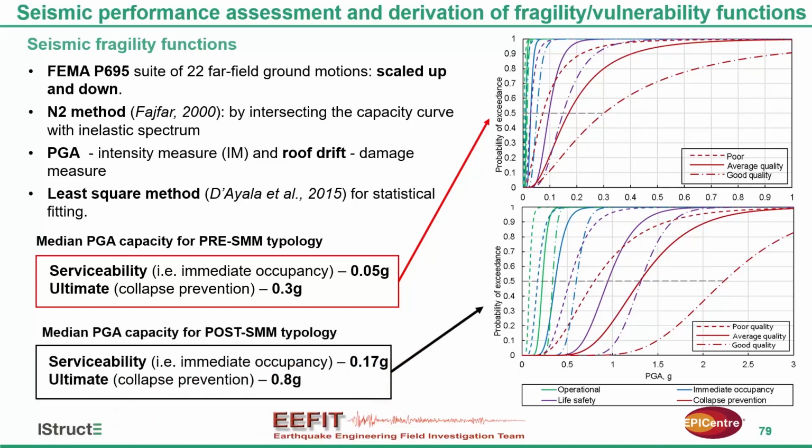While for the post-earthquake typology, the median PGA capacity for serviceability is 0.17 G, and for ultimate it's 0.8 G, even considering poor material quality. So that shows the difference in seismic performance of these two buildings, but we should also note that the post-earthquake typologies are mostly single-story. That's why they have better seismic performance.